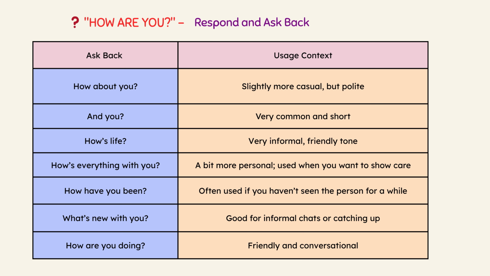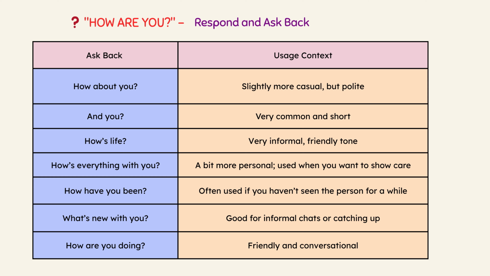When someone asks, "How are you?" it's polite to respond and then ask back to keep the conversation flowing. Here are some natural ways to ask back. "How about you?" Slightly more casual but still polite. "And you?" Very common and short. "How's life?" Very informal. Great with friends. "How's everything with you?" A little more personal.